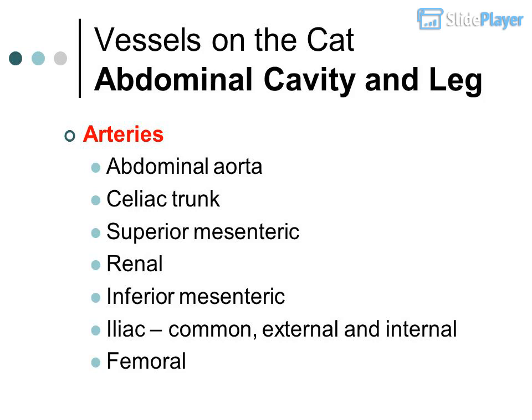Vessels on the cat abdominal cavity and leg. Arteries: abdominal aorta, celiac trunk, superior mesenteric, renal, inferior mesenteric, iliac common, external and internal, femoral.